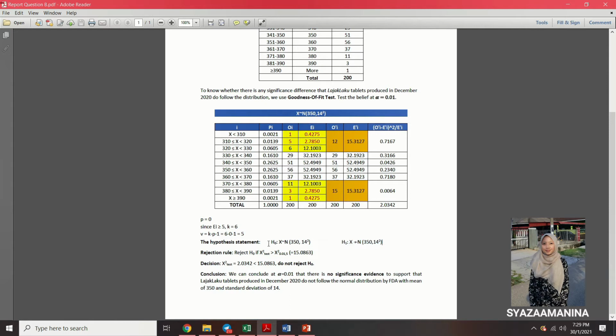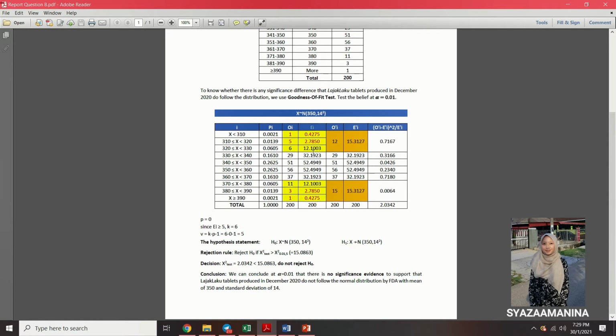By using the distribution under H0, we can find the pi, which is the probability values under the normal variable. As we know the value of pi, the number of parameters p is 0. Then by multiplying pi with the total frequency, which is 200, we obtain the expected value Ei.